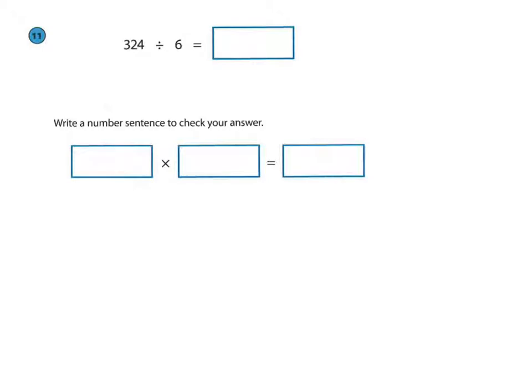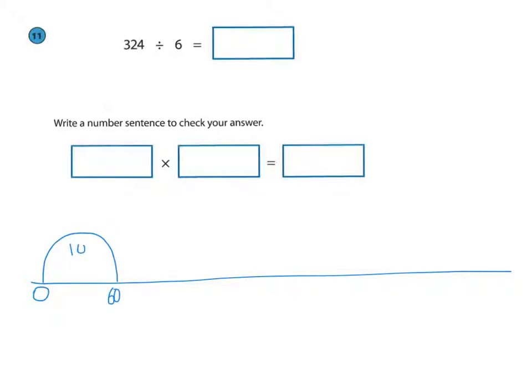Question 11. 324 divided by 6 equals. There are different ways we can work this calculation out. We're going to start by having a go using the number line. So we're going to start with 0 and we're going to see how many 6's there are in 324. I know that 10 lots of 6 takes me to 60. I'm going to write there 10 so I know that that's 10 jumps of 6. Another 10 jumps of 6 takes me to 120.